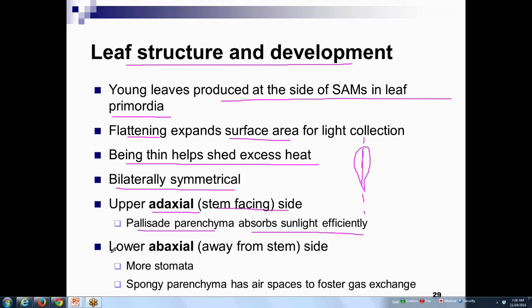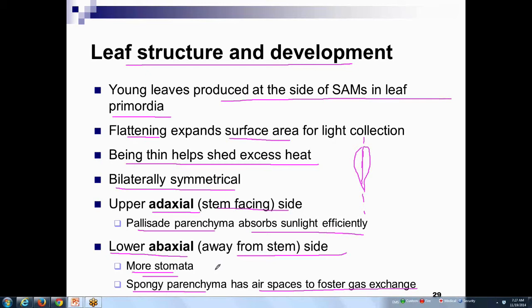And then on the shady side, we have the lower abaxial, away from the stem side. We do not have as much parenchyma cells. The parenchyma cells are not as packed. They have more air spaces around them, so they're called spongy parenchyma, and those air spaces, of course, are there for gas exchange. And there are a lot of stomata on the abaxial surface. Now, why would that be, guys? Why would we see more stomata or pores along the bottom side of the leaf?